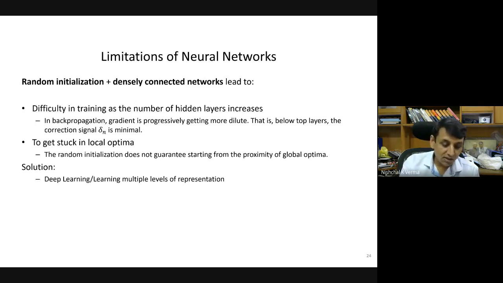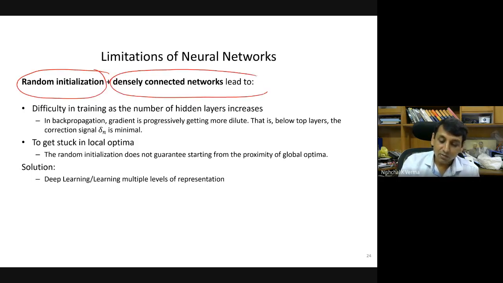So it is mentioned here: the random initialization and then densely connected networks. Because of that, you see the difficulty in training as the number of hidden layers increases. In backpropagation, the gradient is progressively getting more dilute. That is, below the top layers, the correction signal is minimal. So this is called gradient vanishing, the vanishing gradient.